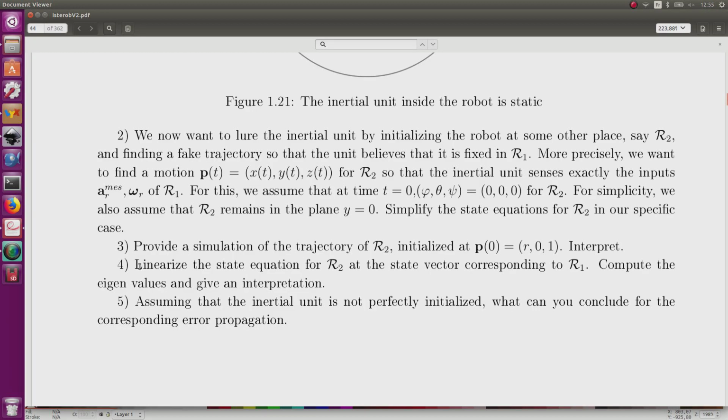Question number 4: I have to linearize the state equation for the fake trajectory, but the linearization should be done around r1. And then after, I have to study the linear system by computing the eigenvalues and give some possible interpretation.